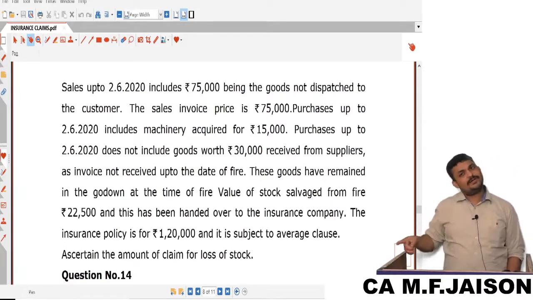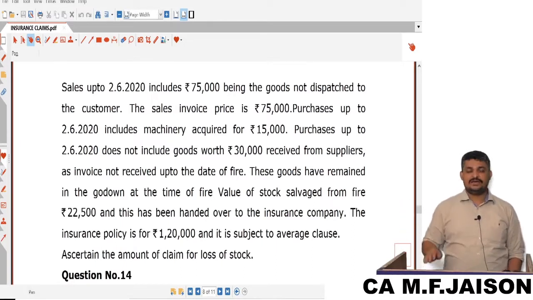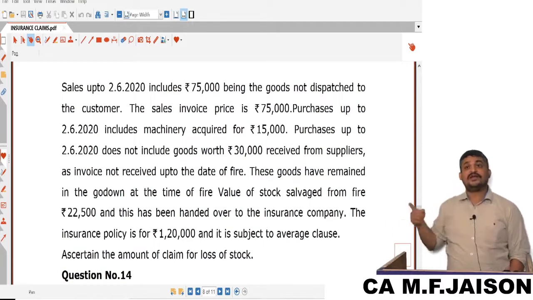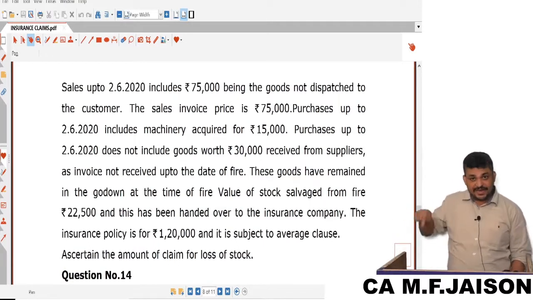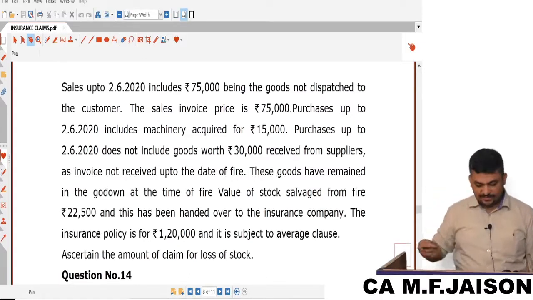Is it covered by policy or not covered by policy? The goods are there with me, no. So it is covered, but it is not there in purchases. If it is not there in purchases, it will not come in stock. We want this to be there in stock. So what we should do? Add to purchases. Like that we should understand.